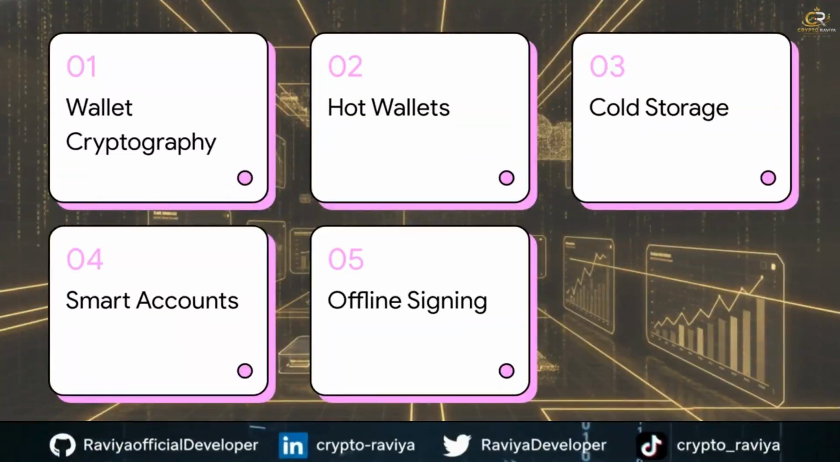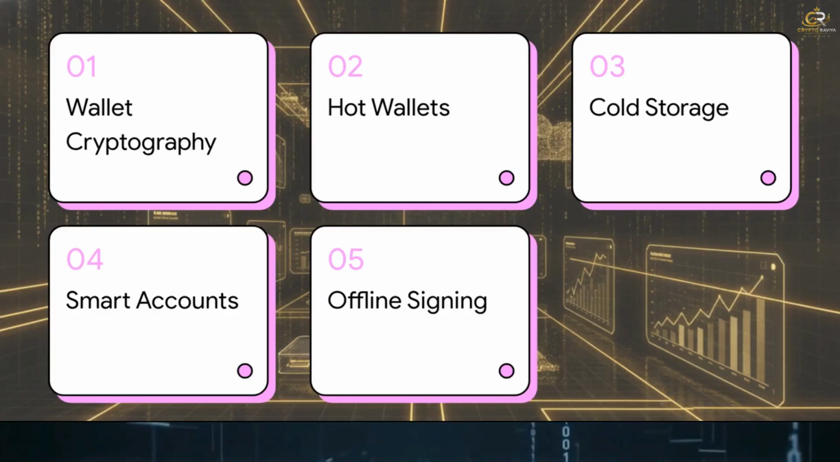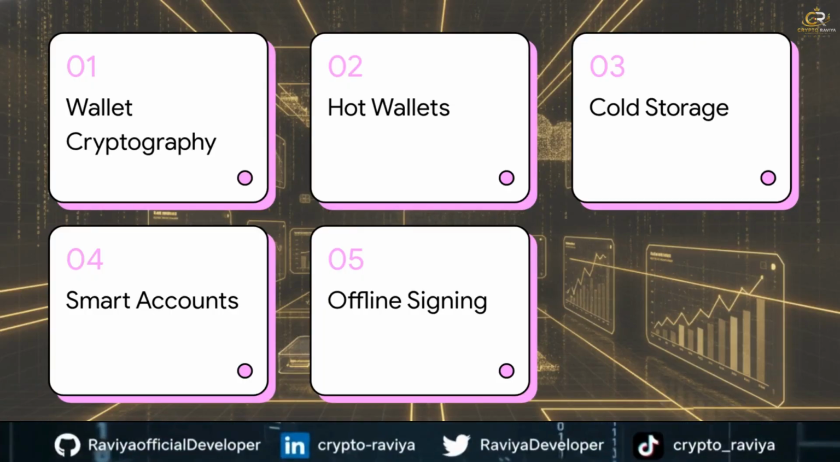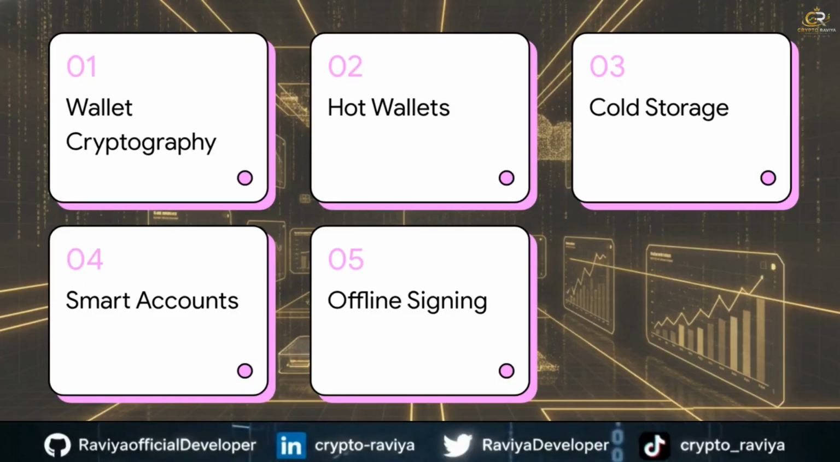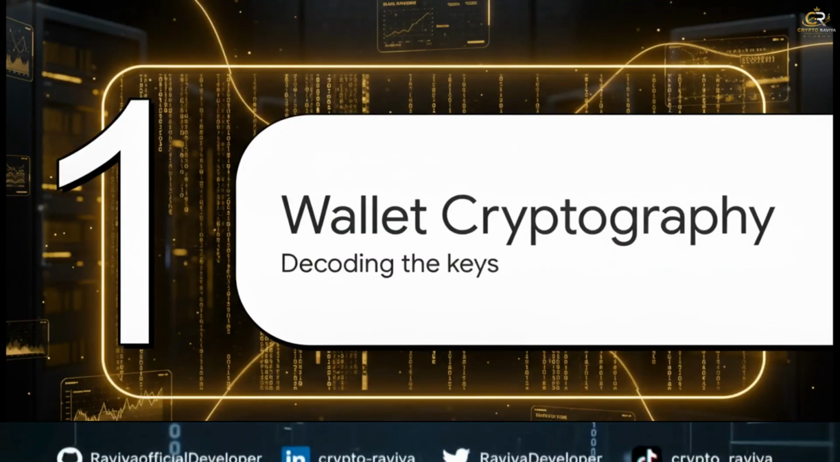Here's our roadmap for today. We're starting with wallet cryptography, moving into hot wallets, then cold storage, checking out smart accounts, and finally, we'll break down the offline signing blueprint. Let's kick things off with Section 1, the cryptography of wallets.